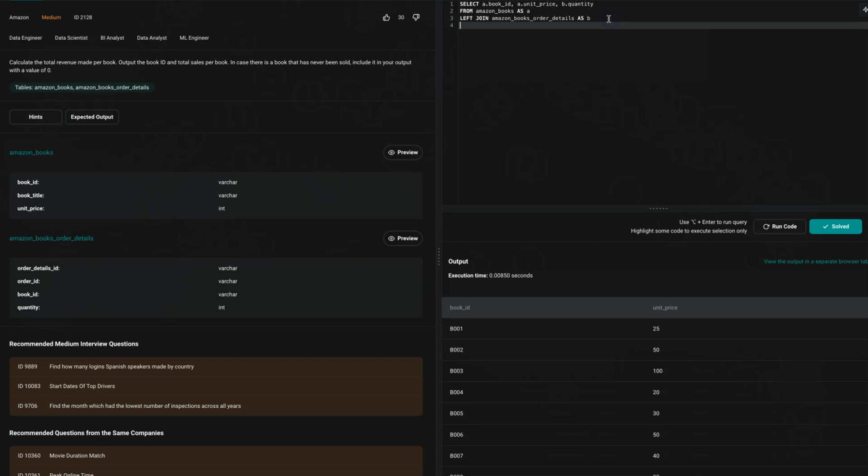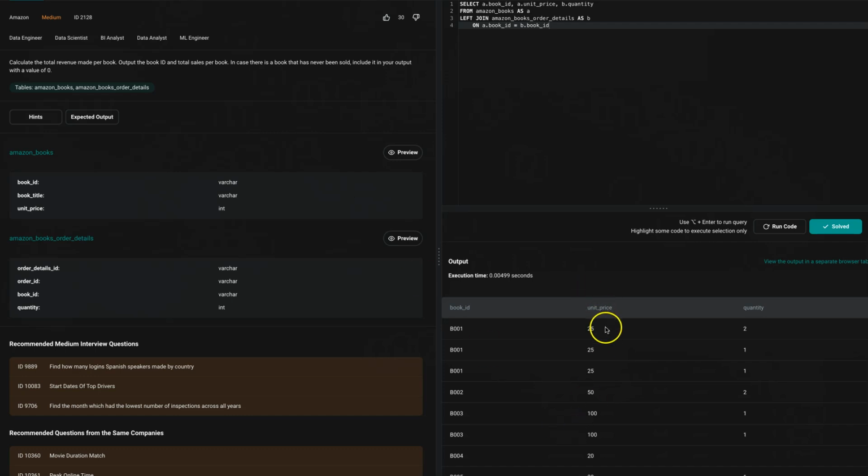Okay, I forgot to do an ON on this left join. What's the common column between those two tables? Book ID and book ID, right? So on A.book_id equals B.book_id, and let's run it. As you can see, book ID, unit price, quantity. And here, B001 was purchased many times. We have multiple rows here. Unit price of 25, quantity this time was 2, this time it was 1, and again 1. What I want to do now is aggregate all this information.